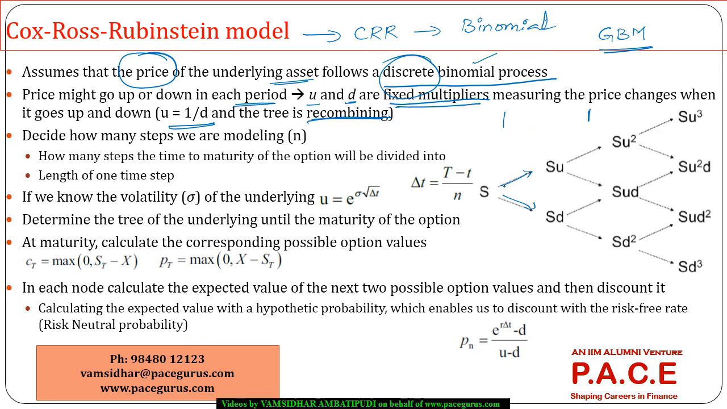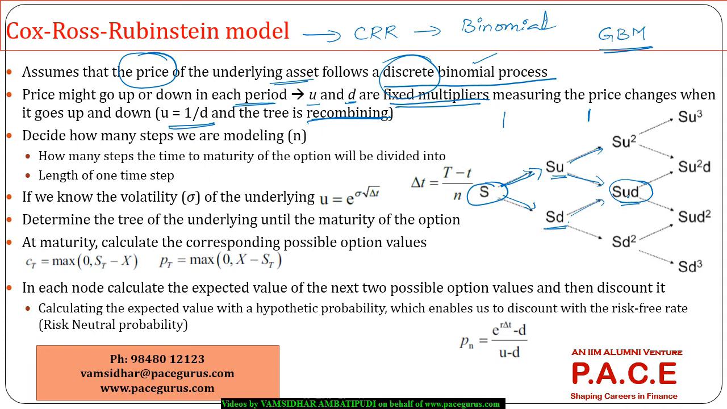Recombining means, okay, if it goes up, it has gone up to SU, goes down, it came down to SD. Now from here, again if there is up, it becomes SU squared, but if it comes down, it is SUD. Even from here, if it goes up, it is still SUD only. So this is what we are calling as recombining. The SUD will be similar to S.